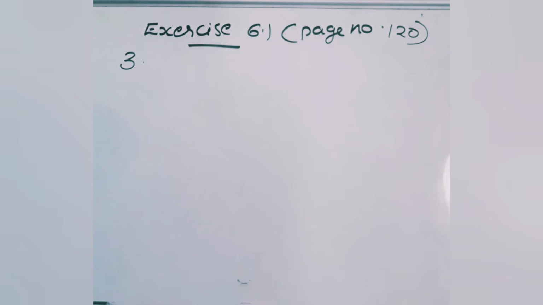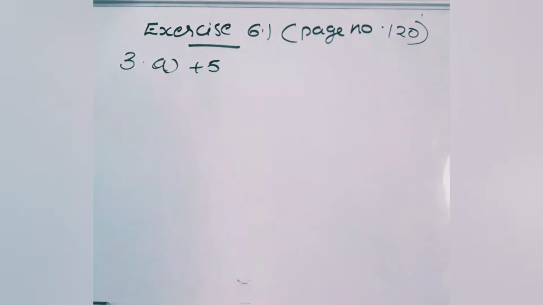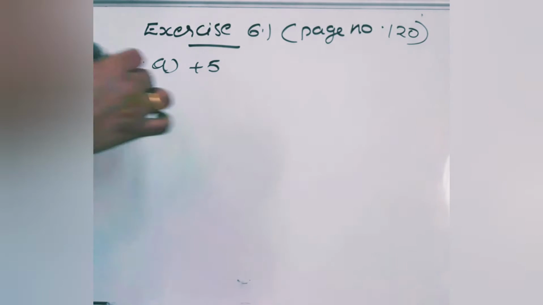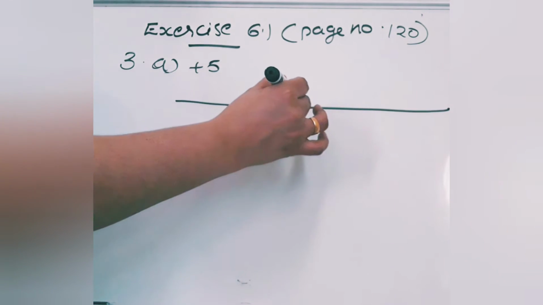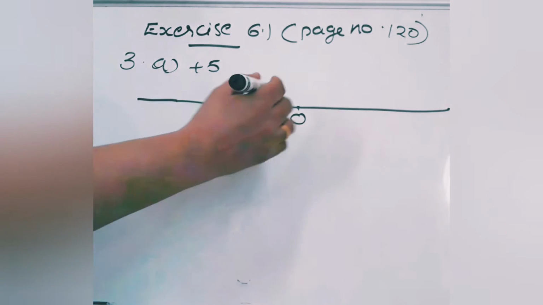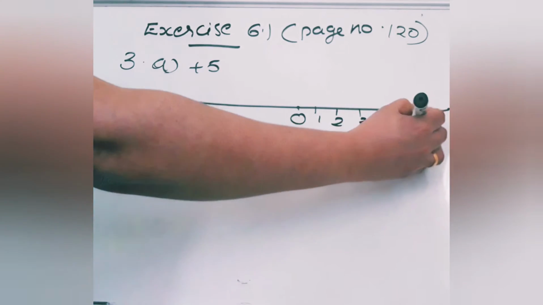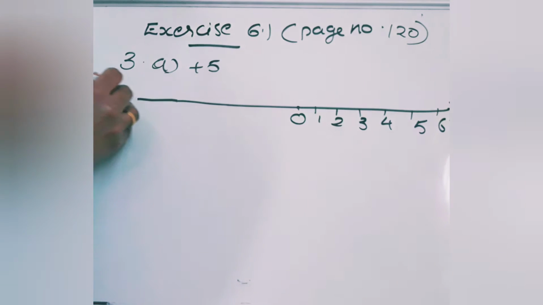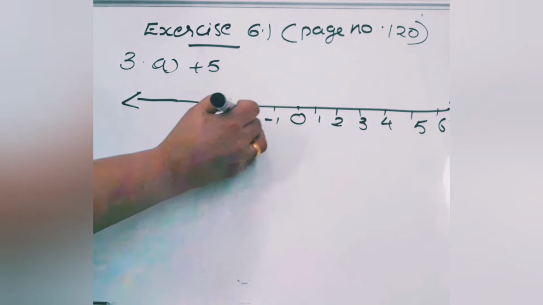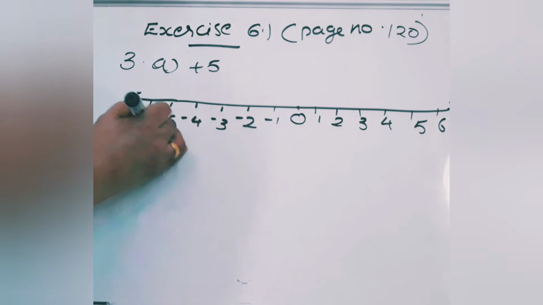Now question number 3: represent the following numbers on a number line. I have already taught you how to represent numbers on a number line. So the first question is plus 5, or positive 5. You know that when you draw a number line, 0 will be in the middle, correct? Here are positive integers, here negative integers. So when we mark, it is 1, 2, 3, 4, 5, 6, etc. It will continue. So this is minus 1, minus 2, minus 3, minus 4, minus 5, minus 6, etc.